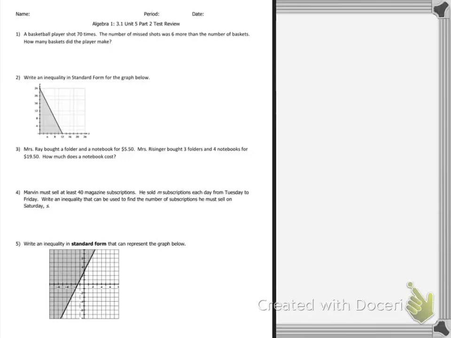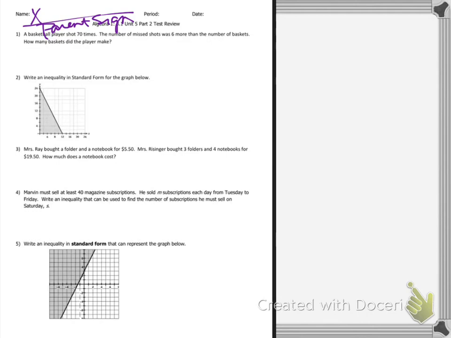Alright guys, so we have a test tomorrow over systems of equations, inequalities, and regular inequalities. So as promised, here is the review recorded. Make sure that you get it signed for your 5 bonus points. Keep in mind also that you do get to use your calculator and you also get to use your formula chart, so make sure you have that.